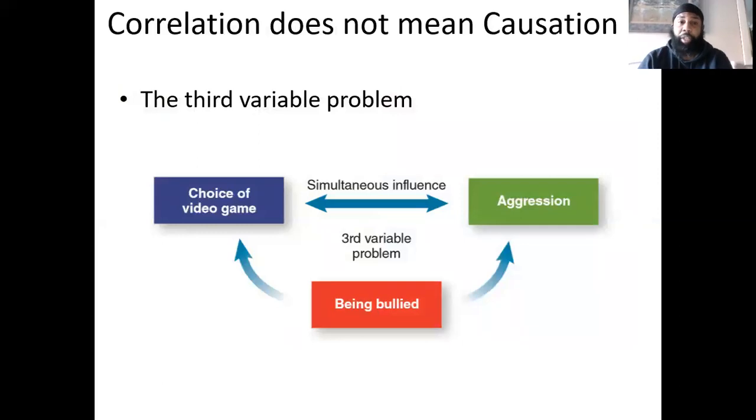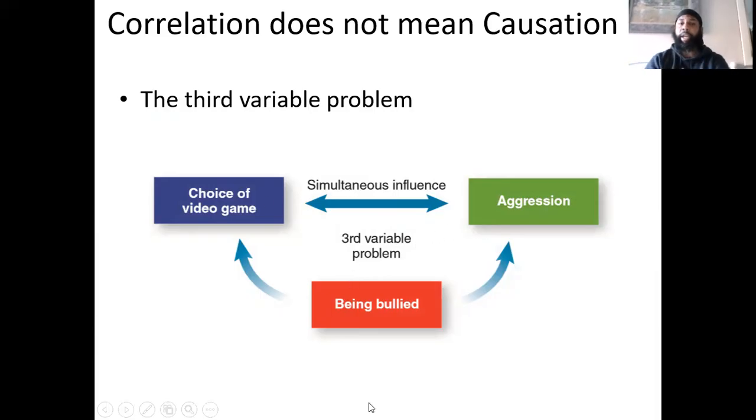Why doesn't it tell us what caused a thing? It's because of this issue called the third variable problem, right? So let's say we're looking at the choice of video games that are played, and measurements of aggression. Does the more video games you play cause higher levels of aggression? Well, we can't say it causes it, but we can say we've noticed statistically the more violent video games someone plays, the higher their levels of aggression are. But there could be some third variable that's causing these two things to work together, right?